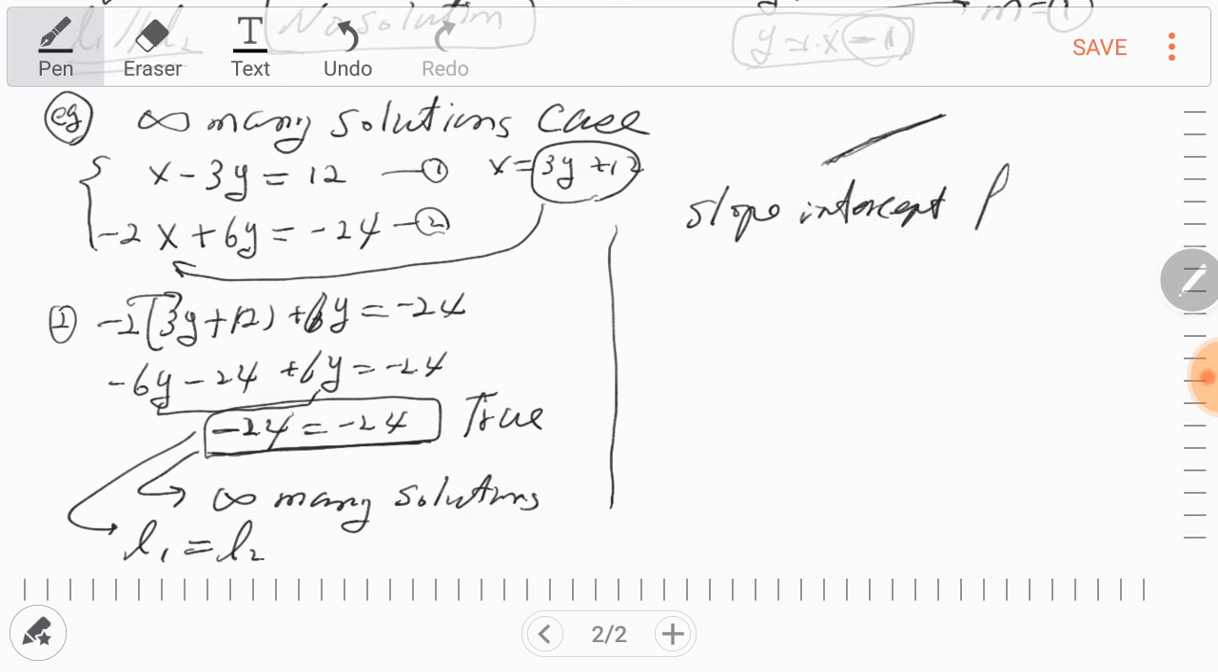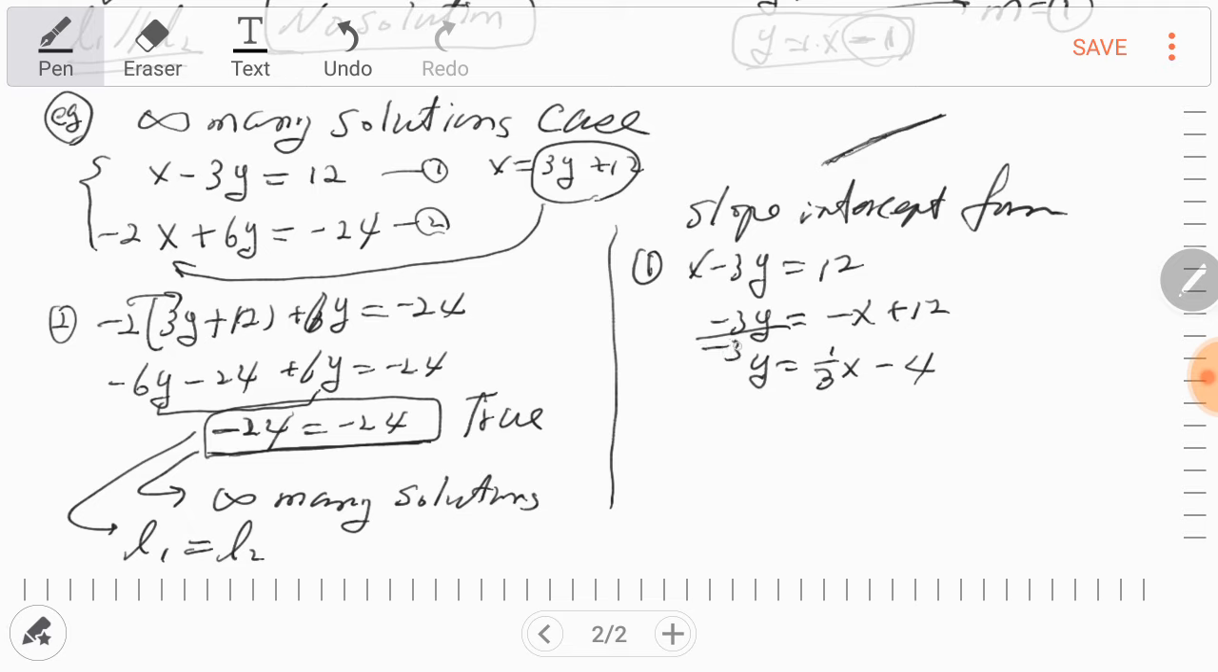Slope-intercept form, just to make sure if two lines are the same. The first equation is x minus 3y equals 12, so negative 3y equals negative x plus 12. Divide each side by negative 3, and then y equals 1/3 x minus 4. So this is the first equation.